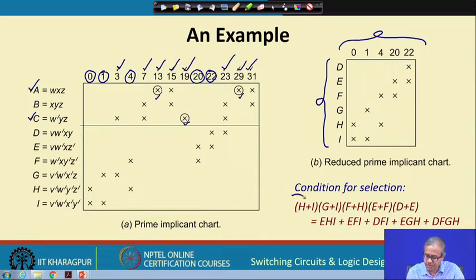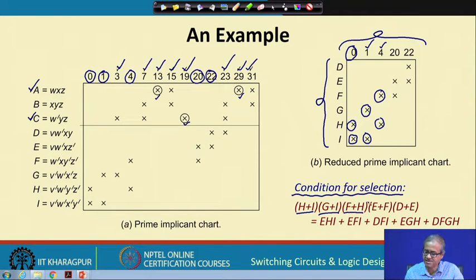We try to determine a condition for selection, and the condition for selection is determined in the following way. Let us look at this min term 0. 0 is covered by either H or by I, I write H or I. 1 is covered by either G or I, I write G or I. 4 is covered by F or H, I write F or H. 20 is covered by E or F, I write E or F, and 22 is covered by D or E, I write D or E.